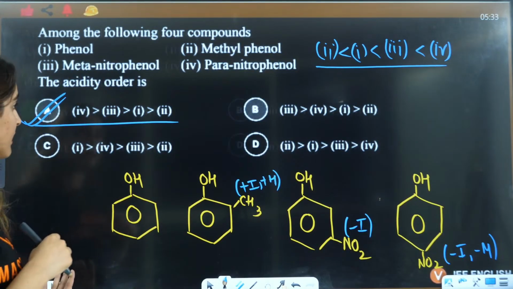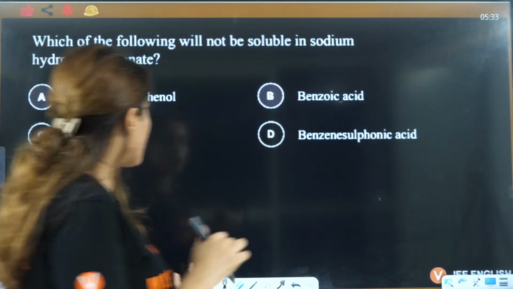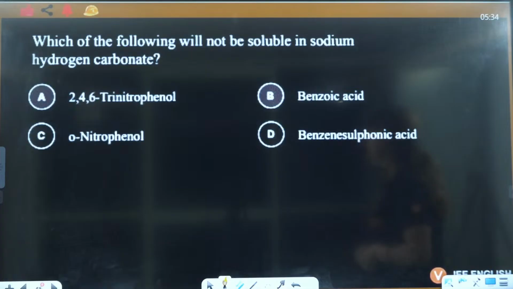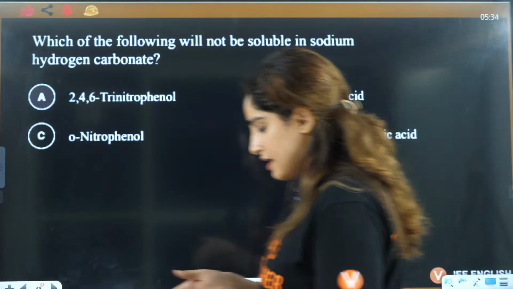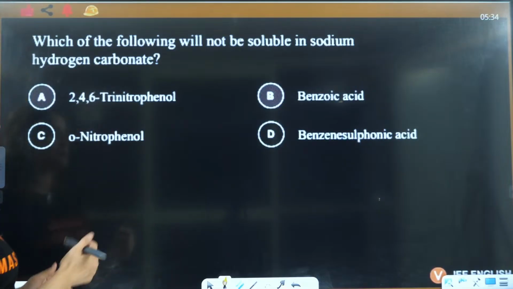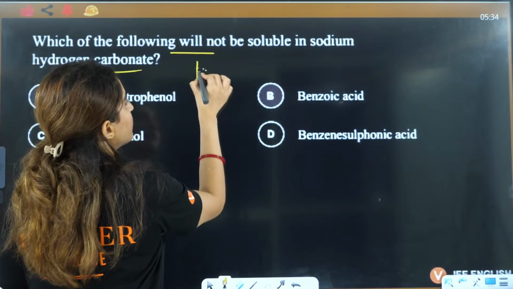Let's see the next question here. Which of the following will not be soluble in sodium hydrogen carbonate? Which will not be soluble? The one which is a very poor acid, that means they are asking you indirectly about a poor acid.